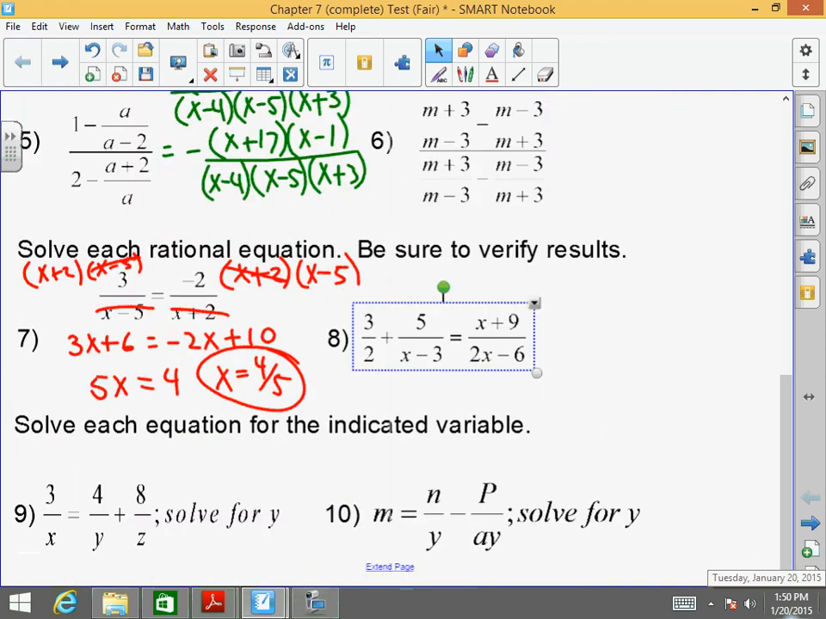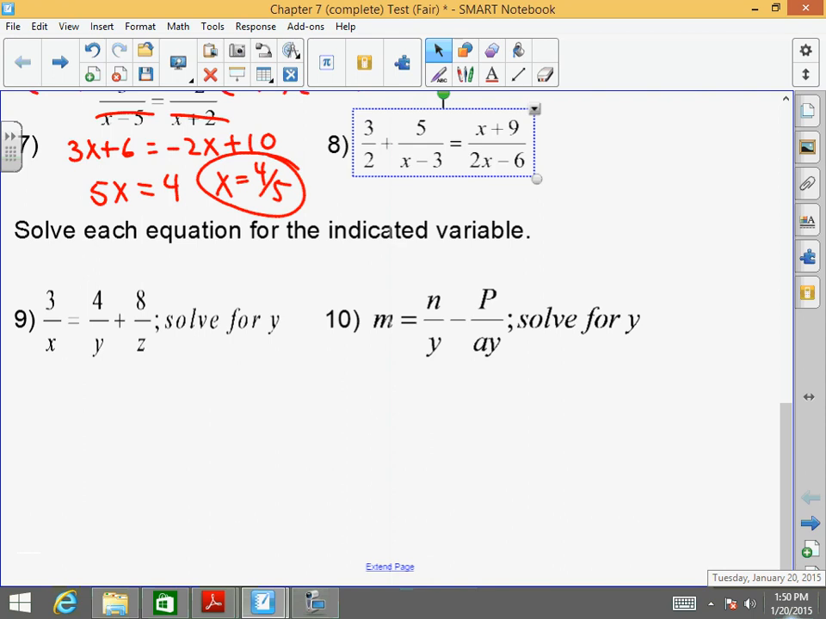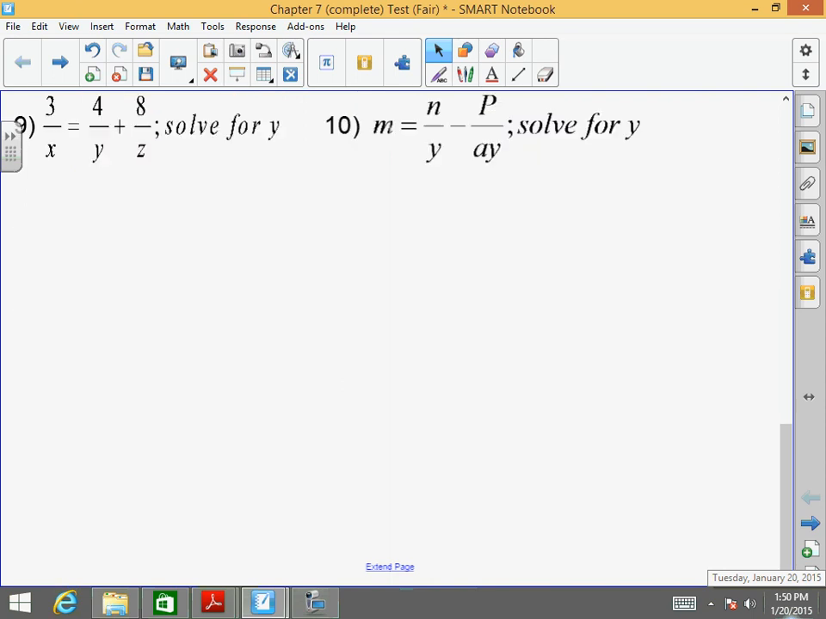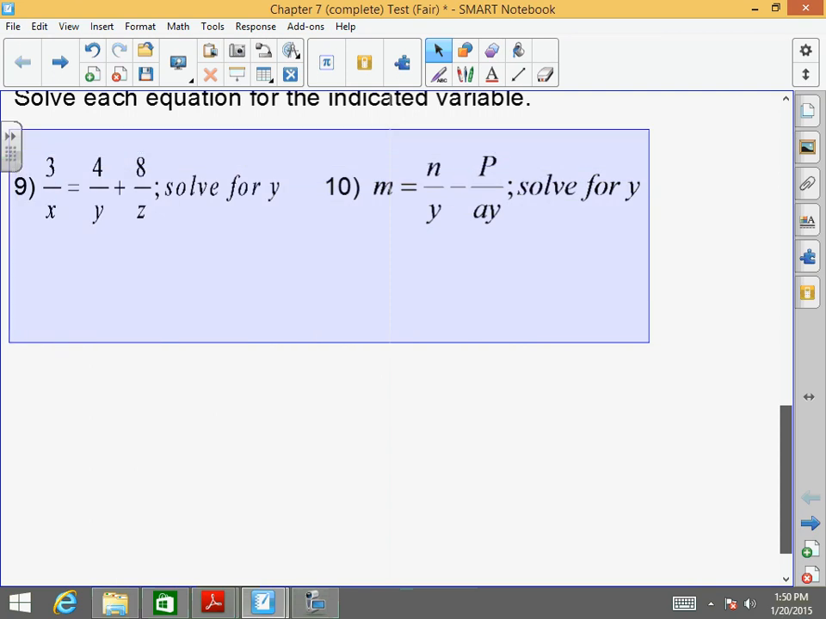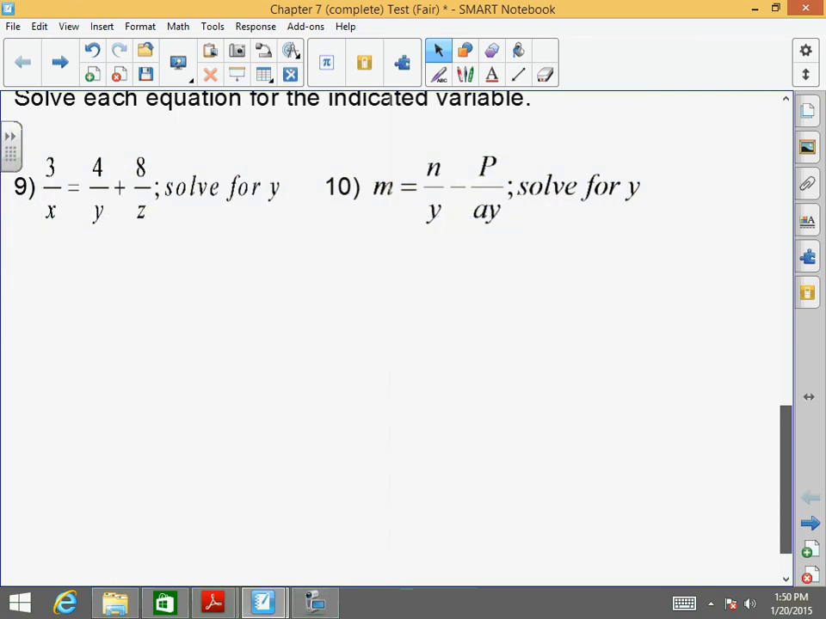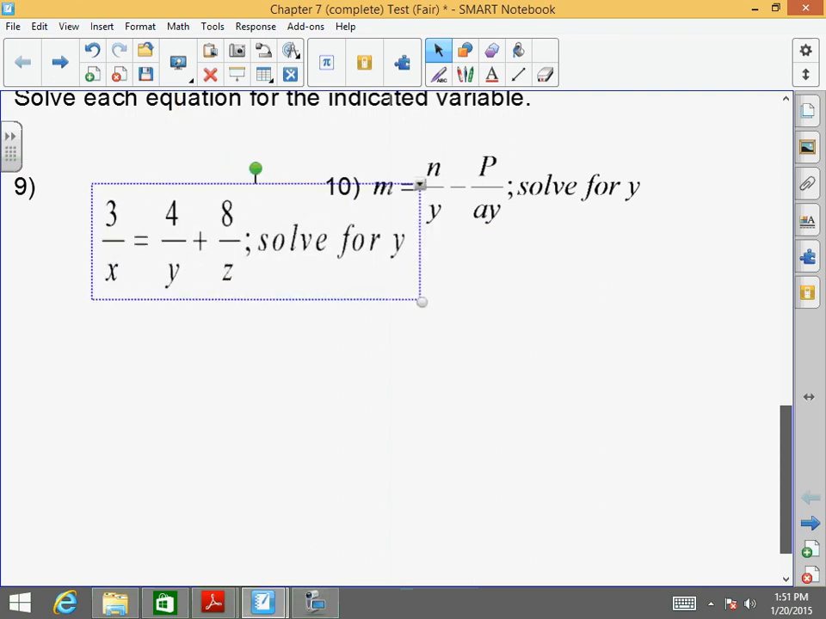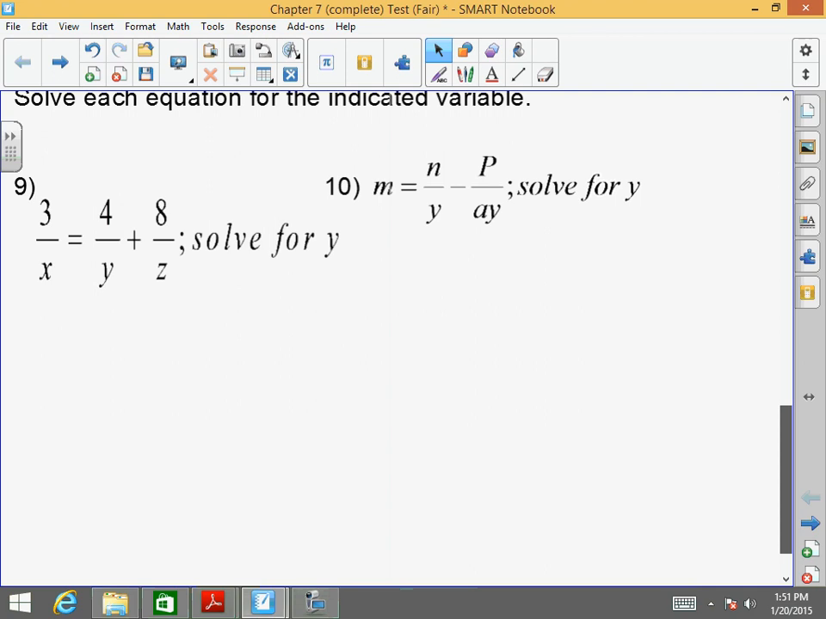Number 9. Oh, okay. 9 and 10. I don't know what happened here. I can do this right here. Solve for y. How many times have we gone over this? We did this in the beginning of the year even. It's literal equations. I want to solve for y, so I got to get y out of this denominator, my brothers.